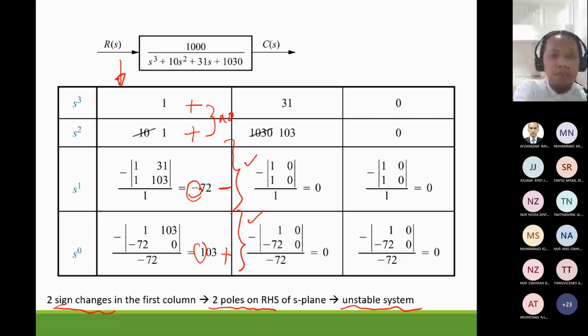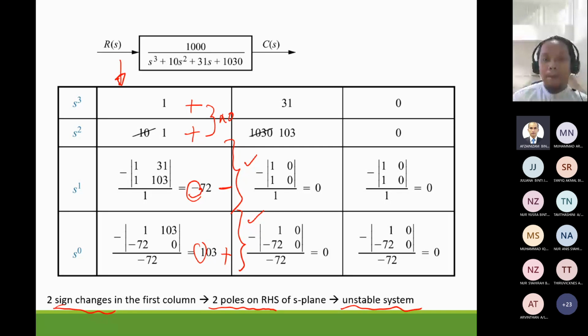Any question before we move on to another example? Doktor, kalau tak ada changes, Doktor? Kalau tak ada changes, maksudnya sistem tu stable. Dia tak ada poles on right hand side. Semua poles dia dekat left hand side. Maksudnya a stable system, sistem yang stable, dia punya Routh criteria ni dalam first column tu semua positif, tak ada negatif. Maksudnya sistem tu stable.